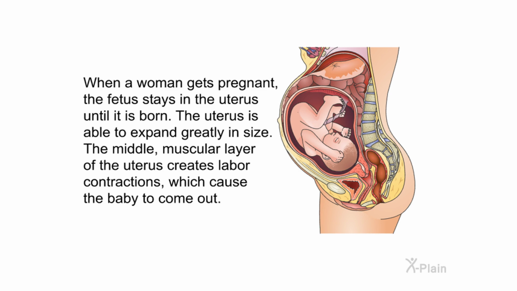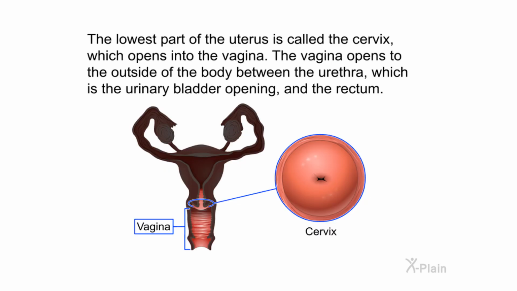When a woman gets pregnant, the fetus stays in the uterus until it is born. The uterus is able to expand greatly in size. The middle muscular layer of the uterus creates labor contractions, which cause the baby to come out. The lowest part of the uterus is called the cervix, which opens into the vagina.